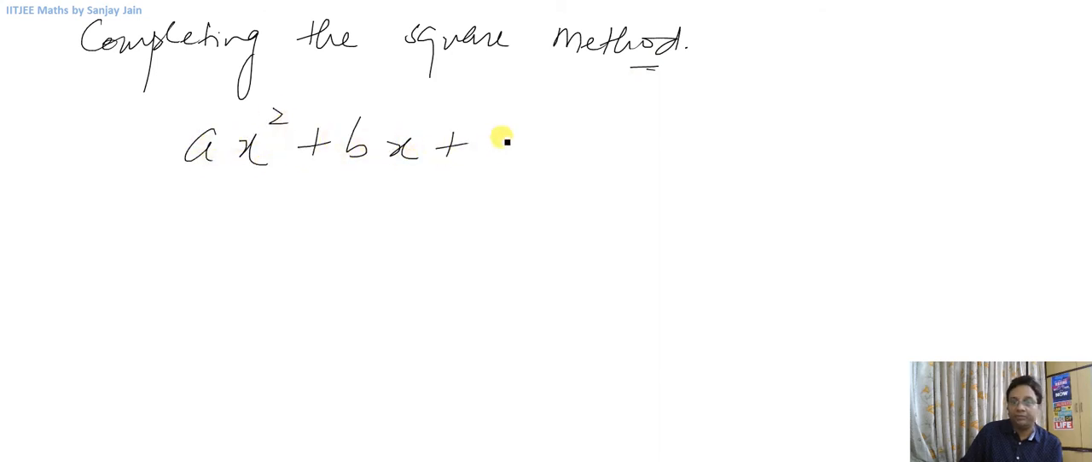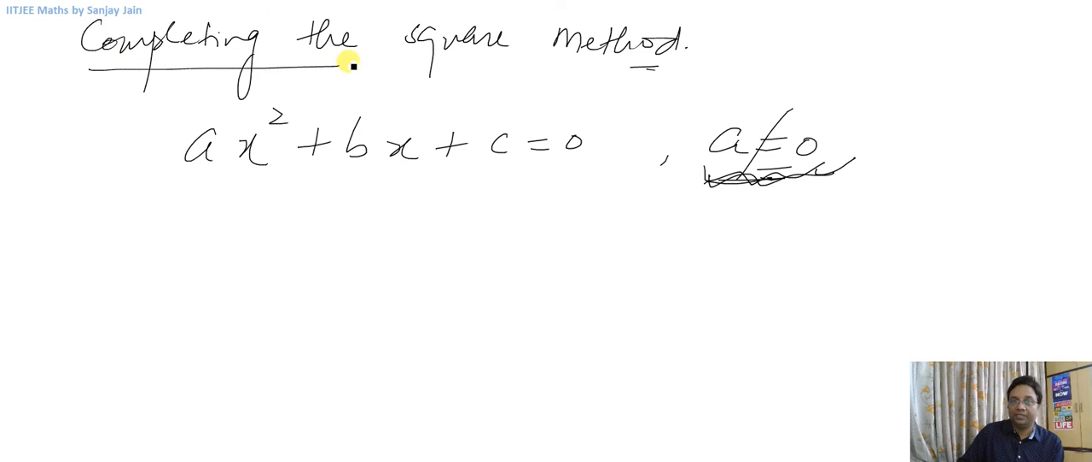Completing the square method. So let me write the standard quadratic equation that we started with: ax square plus bx plus c equals 0, where a is not equal to 0, right? And it is essential that we write a is not equal to 0, because we will use this fact to apply the completing the square method. If we do not mention it and a becomes 0, then this is no longer a quadratic equation, so it is necessary that we mention it.